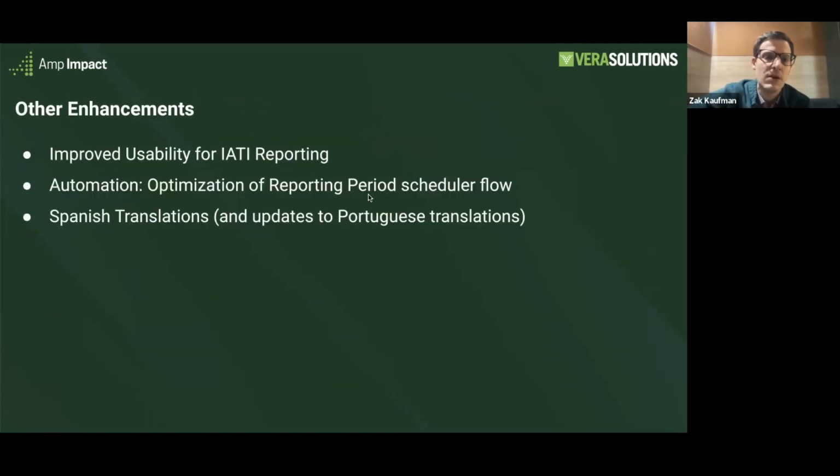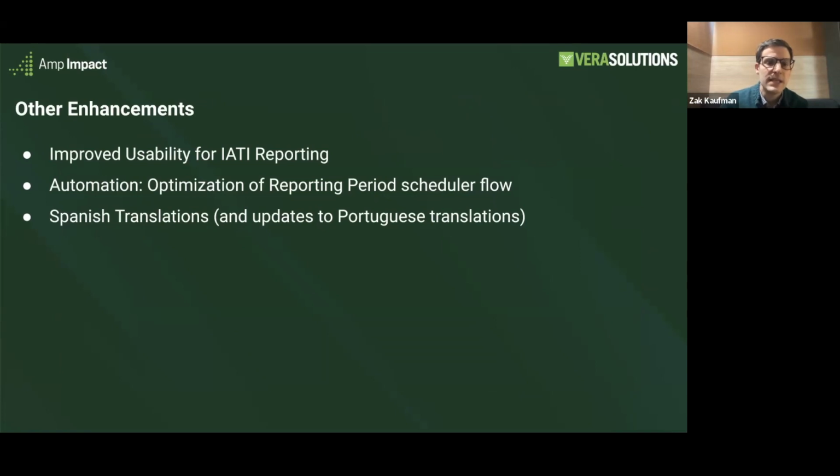So some other enhancements to call out. We've also improved the usability of our IATI publishing functionality. There's quite a bit more guidance on how to use AMP for IATI publishing, as well as better error handling, so that it's easy to figure out what is not passing validation if there are some gaps in the XML that's being generated.